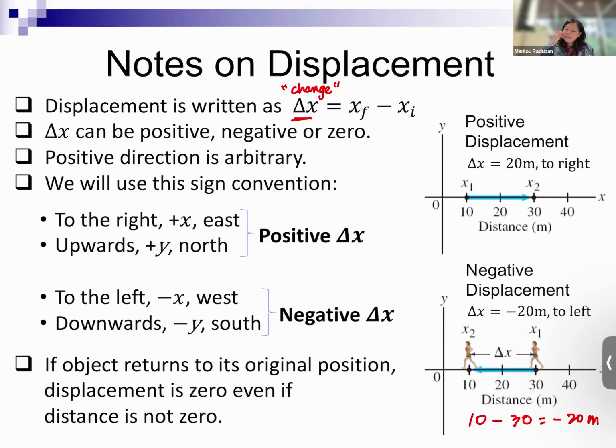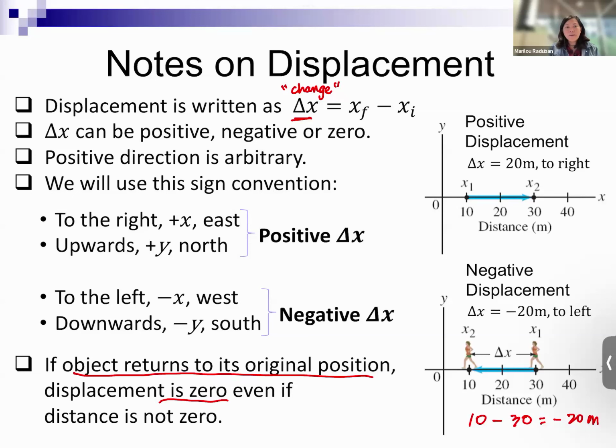And of course, looking at these examples and following through, if the object returns to its original position, meaning the final position is equal to the initial position, then it follows that the displacement is 0, but the distance is not 0, because the distance will be whatever length the object traveled through, even if it returned to its original position. All right.